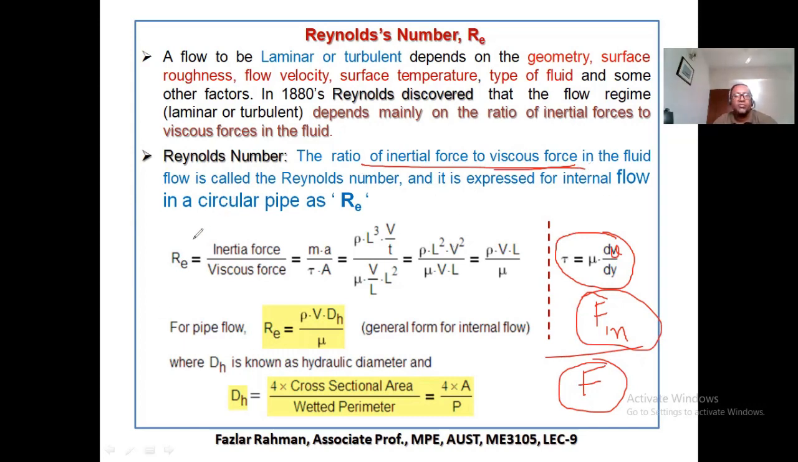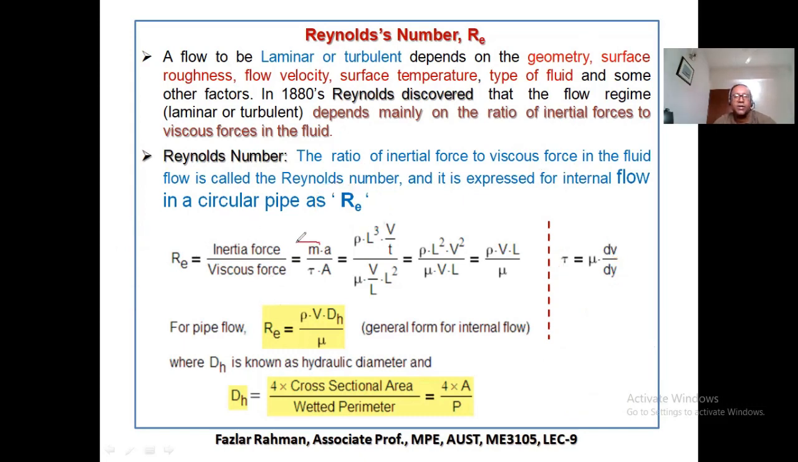It is normally expressed by Re, and in some books you might see NR, or some books represent it as RN. What is this number? It is a ratio. Reynolds number equals inertia force divided by viscous force. Now, how will you figure out the inertia force? F equals m times a. Viscous force is tau into area.